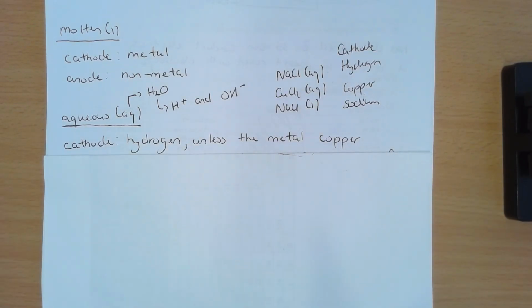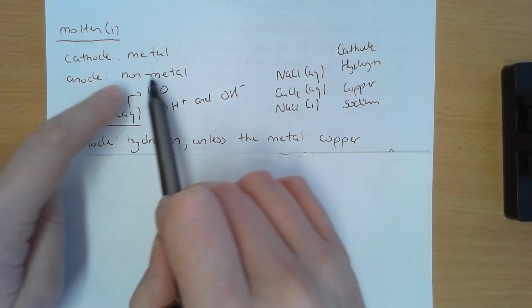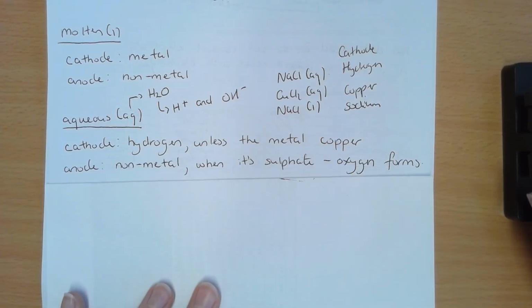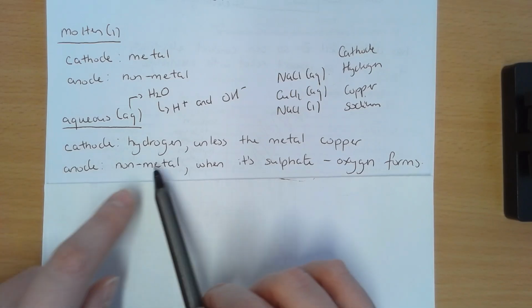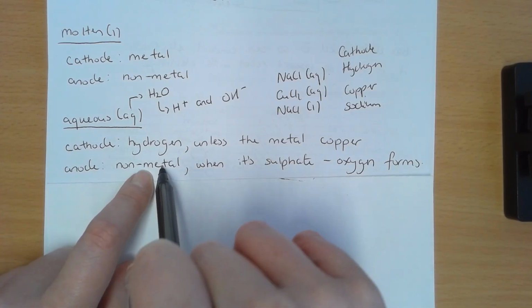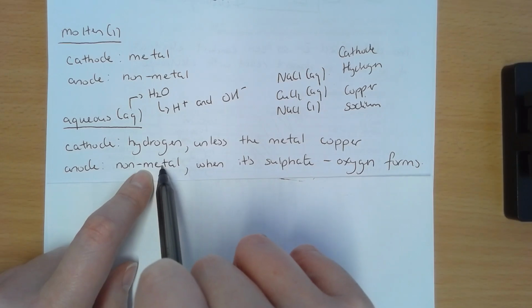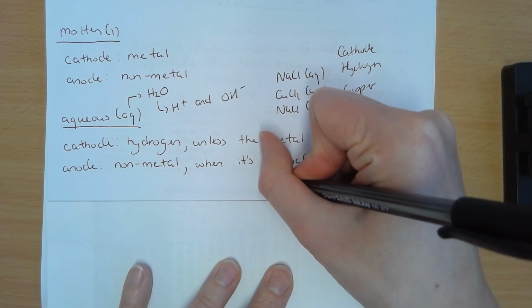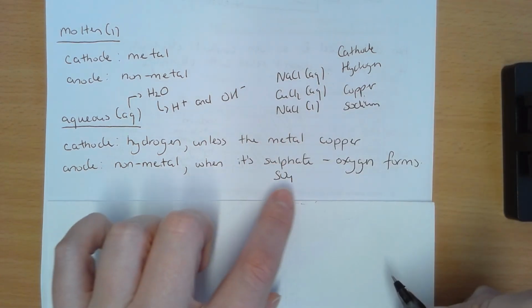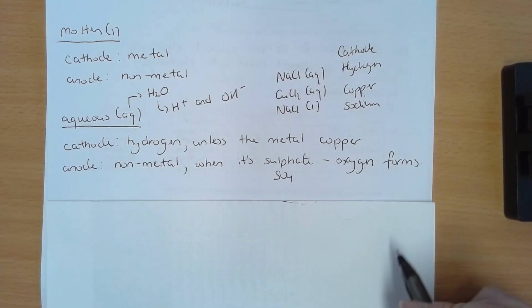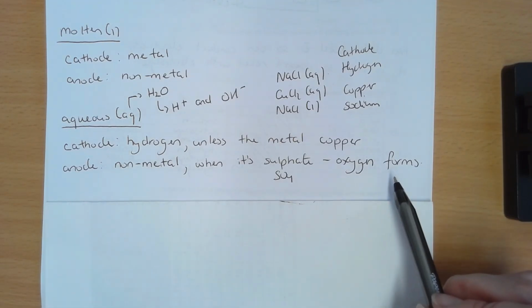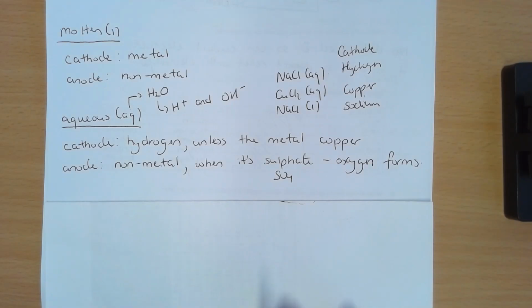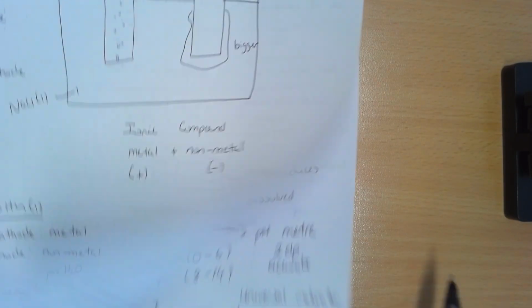Non-metals are a little bit easier, okay? When it's molten, the non-metal goes to the anode, and when it's aqueous, the non-metal goes to the anode. Your only exception that you need to remember is sometimes the non-metal will be sulfate. Sulfate is SO4, so you've got sulfur and oxygen in sulfate, and if you've got that, then oxygen is going to be a product every single time.